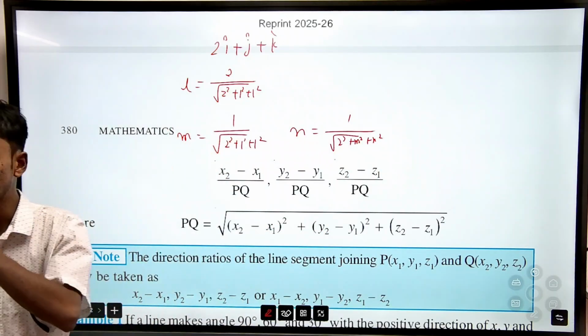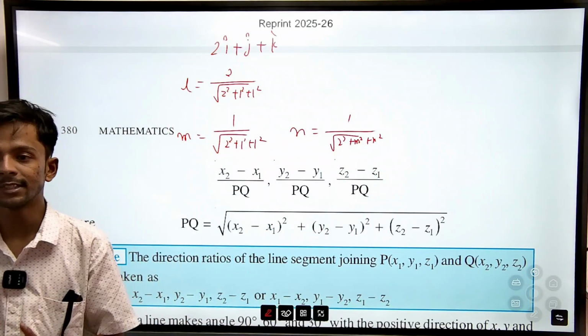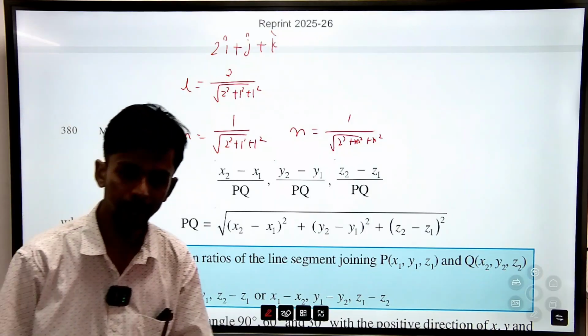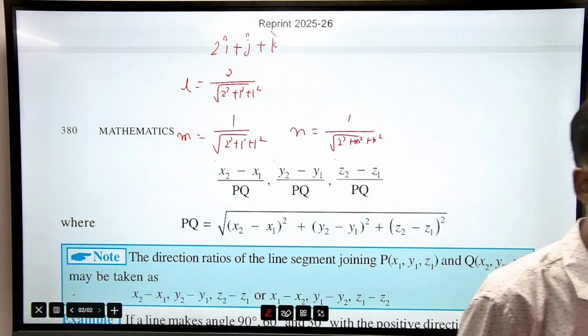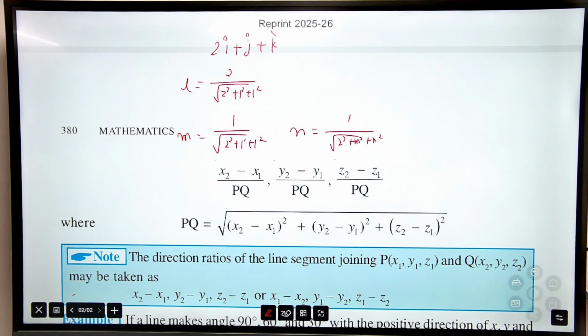But if the direction ratios are given or the vector is given, it is quite simple to find the direction cosines, because if the vector is given, you know about the direction ratios. Now if you know the direction ratios, you can use this formula: a by root over a square plus b square plus c square, b by root over, c by root over.